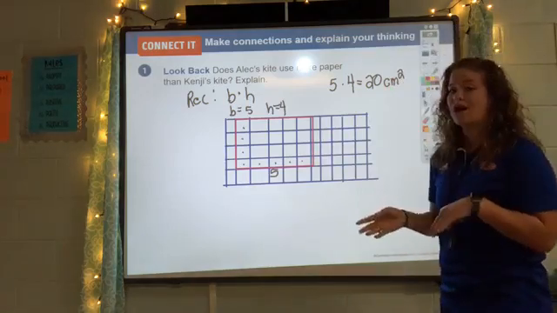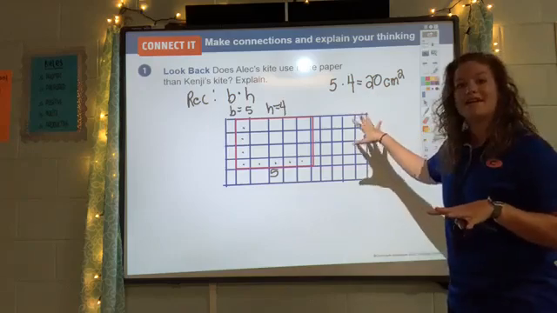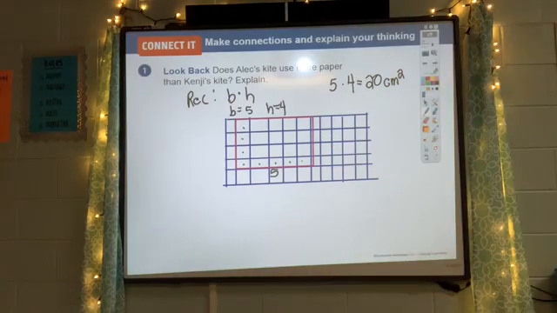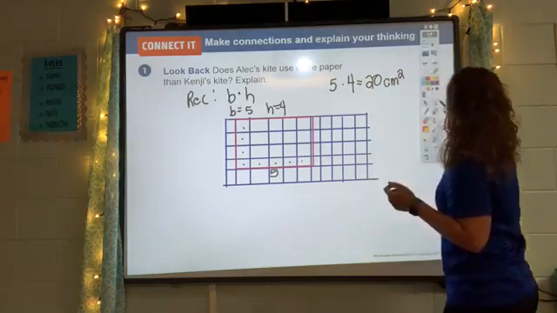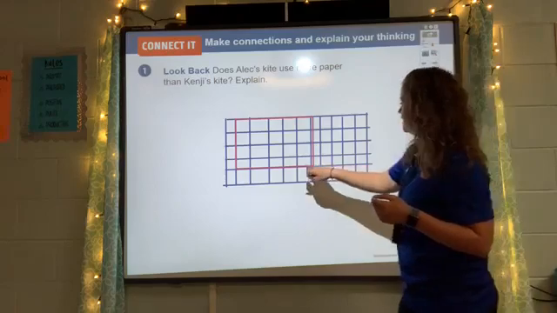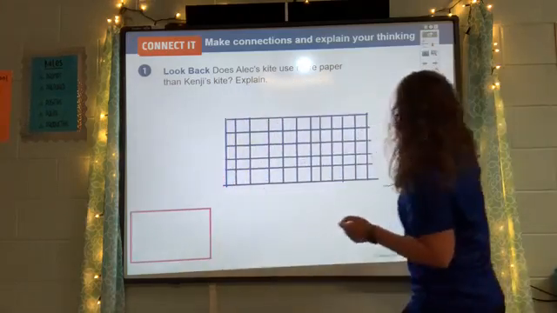Now we have to look at the other one, the rhombus. Okay, so take a minute, write this down, and then I'm going to remove the rectangle and do the rhombus. I'll give you a moment. Okay, so let's go ahead and do the rhombus. So I'm going to just take my rectangle, move it down here, and we're going to draw the rhombus.